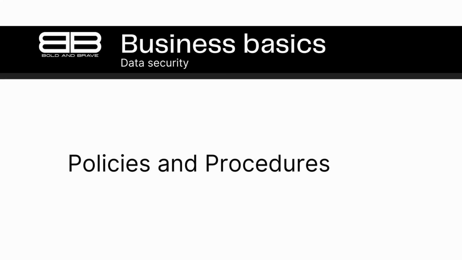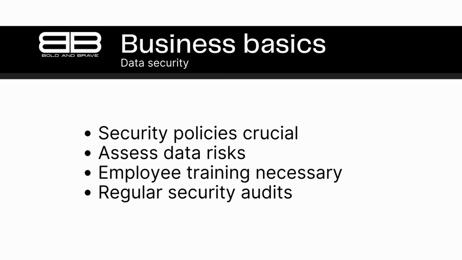Number 9. Policies and procedures. Data security requires that policies and procedures be established and followed to ensure consistent and effective security practices. This includes establishing security standards, conducting regular security audits, and training employees on security best practices. Data security policies and procedures are a critical aspect of protecting sensitive information from cyber threats. Establishing clear and consistent security standards, conducting regular security audits, and training employees on security best practices are essential to ensure effective security practices and minimize the risk of data breaches.